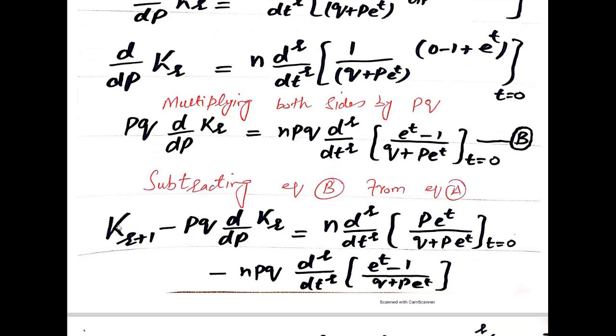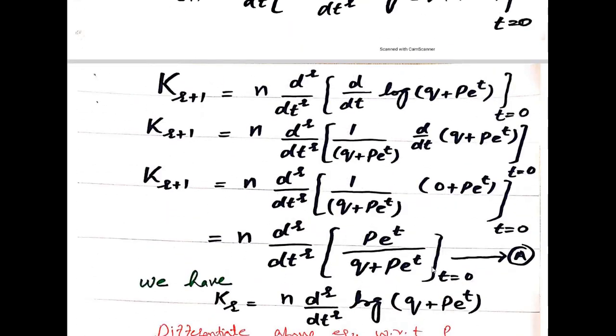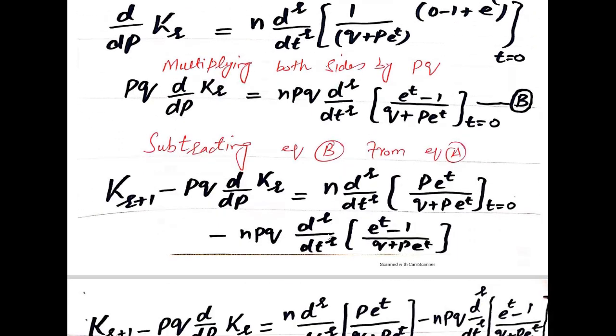So equation A is k_(r plus 1) plus (1 minus pq) d over dp of k_r is equal to k_(r plus 1), this number, minus this number. So k_(r plus 1) is equal to n d^r over dt^r of p e raised to the power t over (q plus p e raised to the power t) at t is equal to 0, minus this equation. For both equations A and B, subtract the right sides and subtract the left sides.